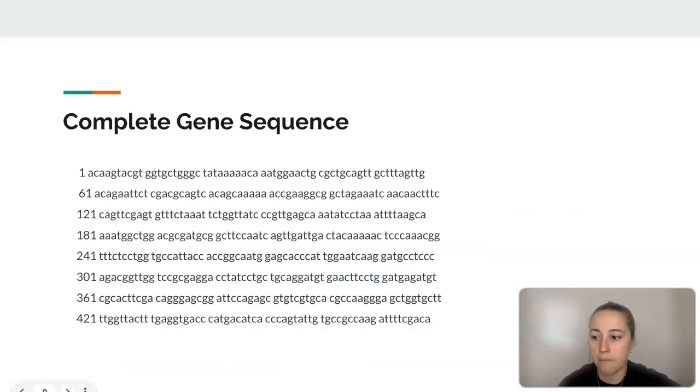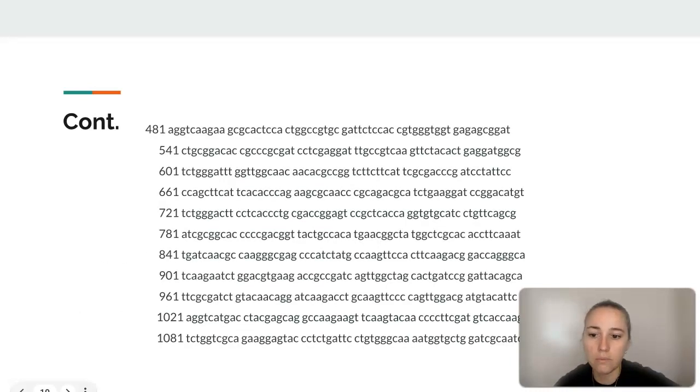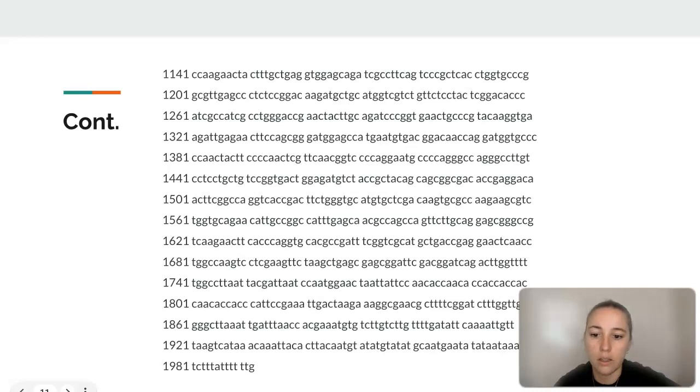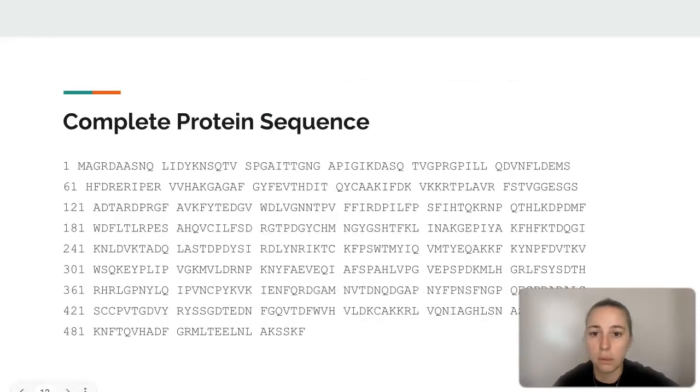Next up is the complete gene sequence. So I couldn't fit it all on one slide, so over the next 3 slides is the complete gene sequence from 1 all the way until 1981 line. Following the complete gene sequence is the complete protein sequence, which you can observe here on the screen.